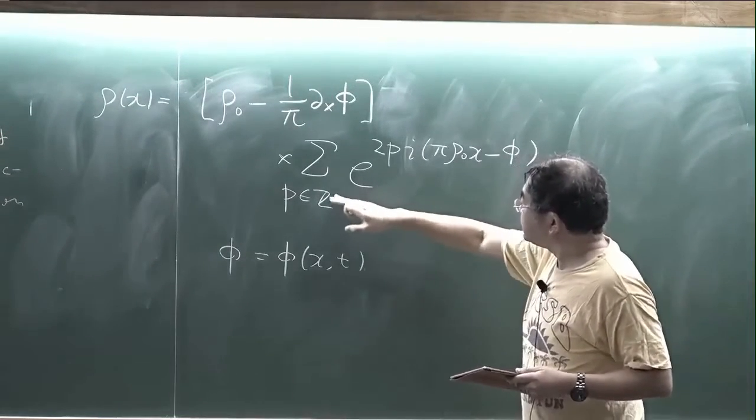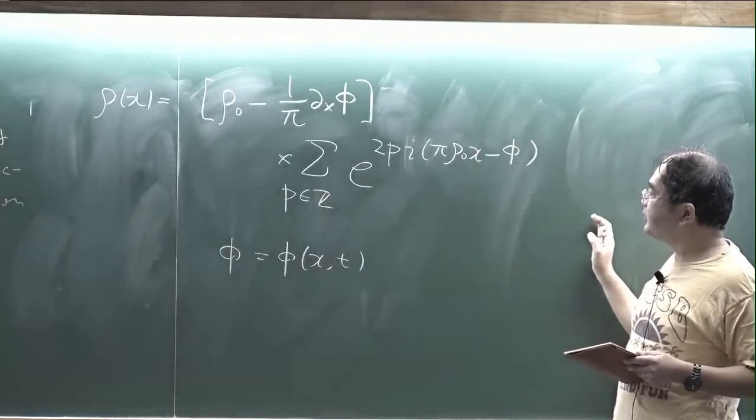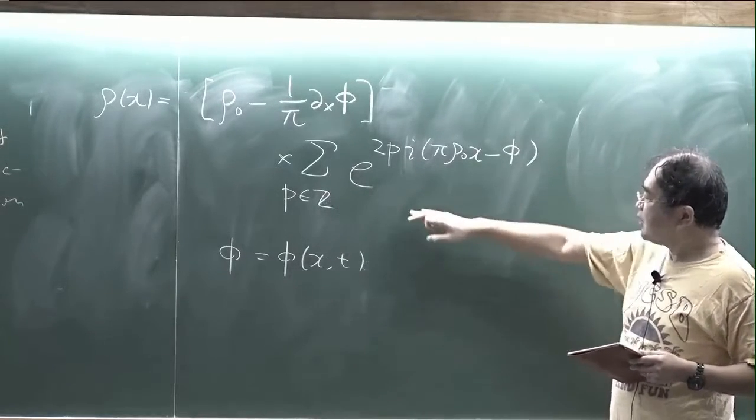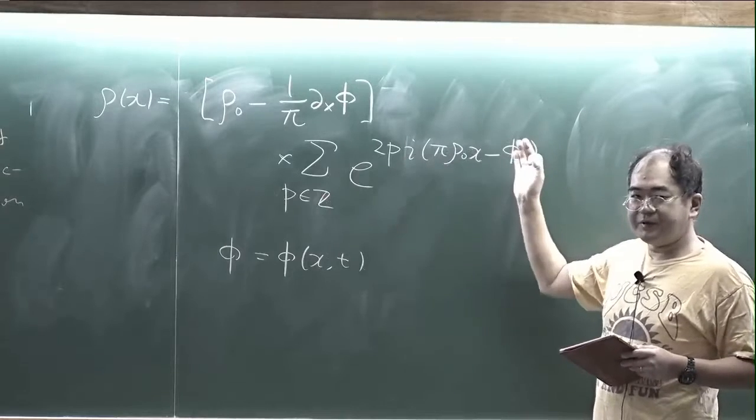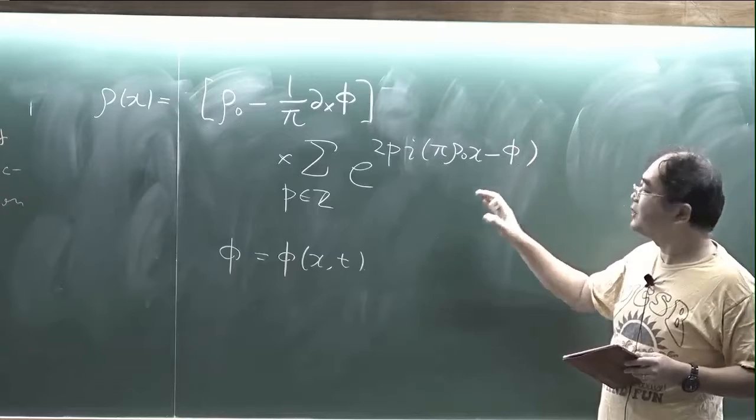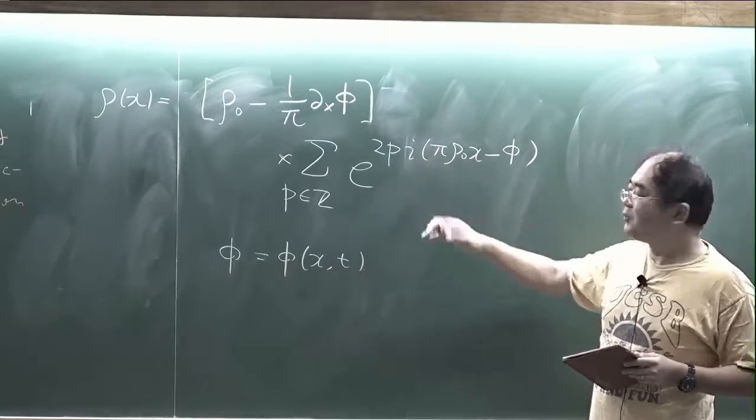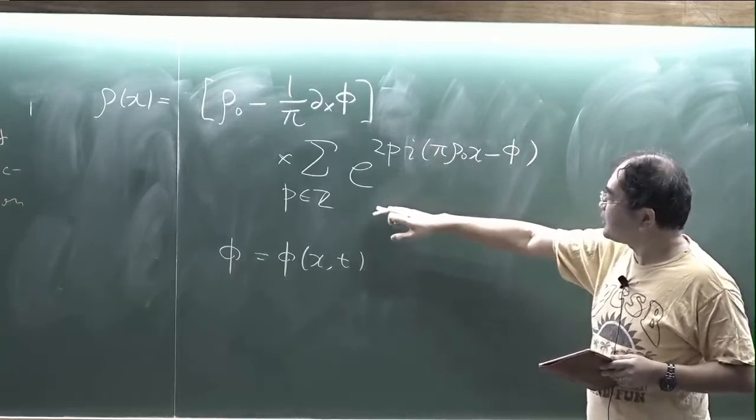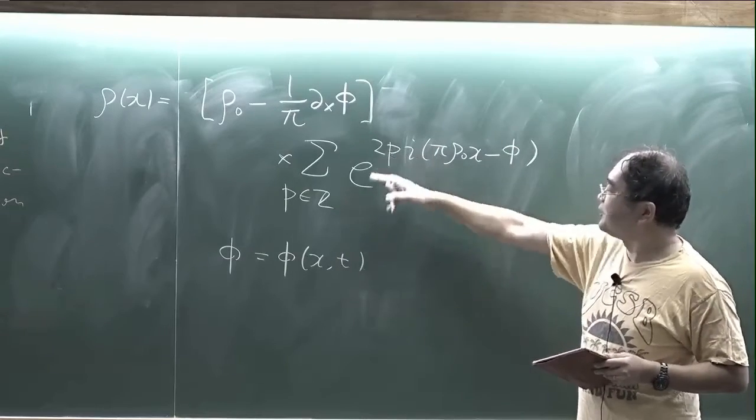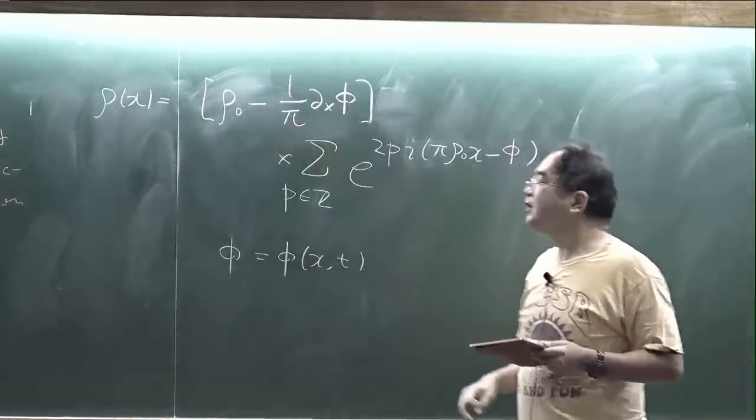Yeah, so this is a sum over all integer p, and as we will see later, the terms with larger values of p are less important. The terms with smaller values of p become more important. In particular, if you take p equals 0, this is 1. So the leading term is just given by this.